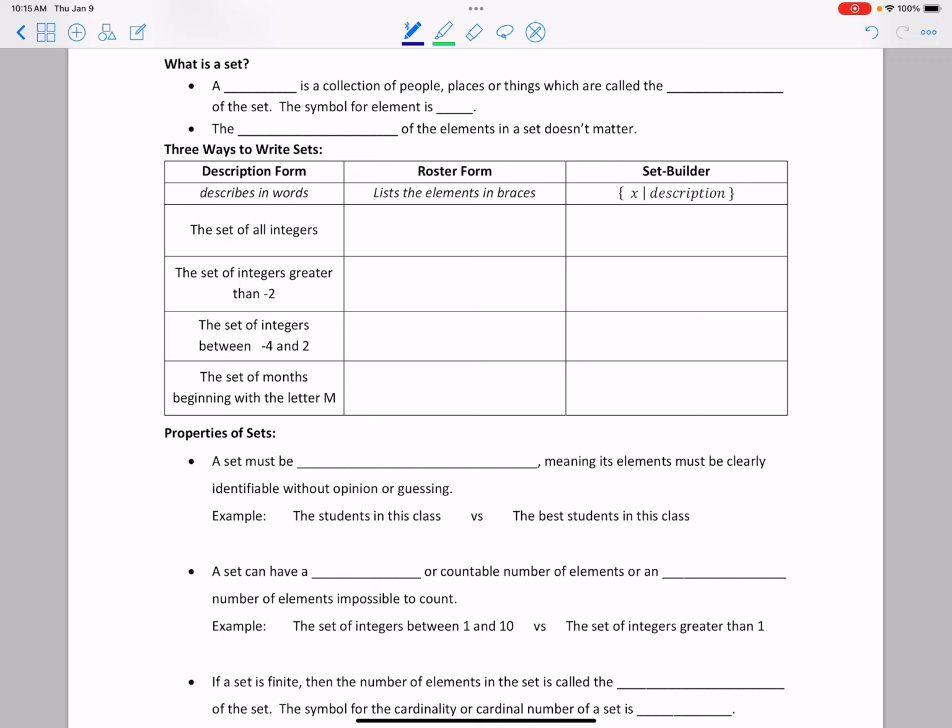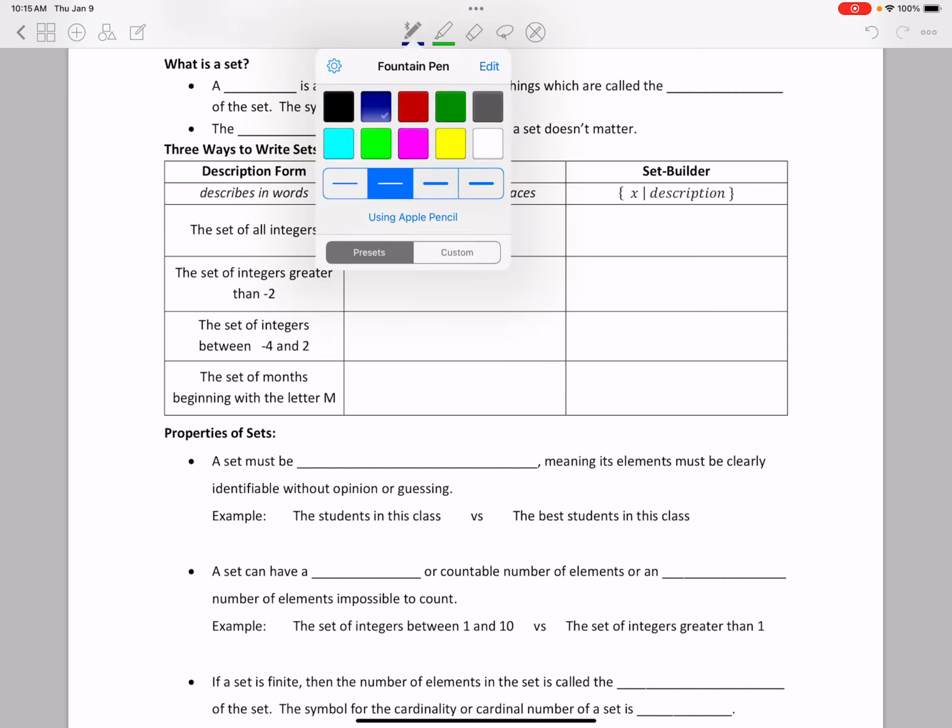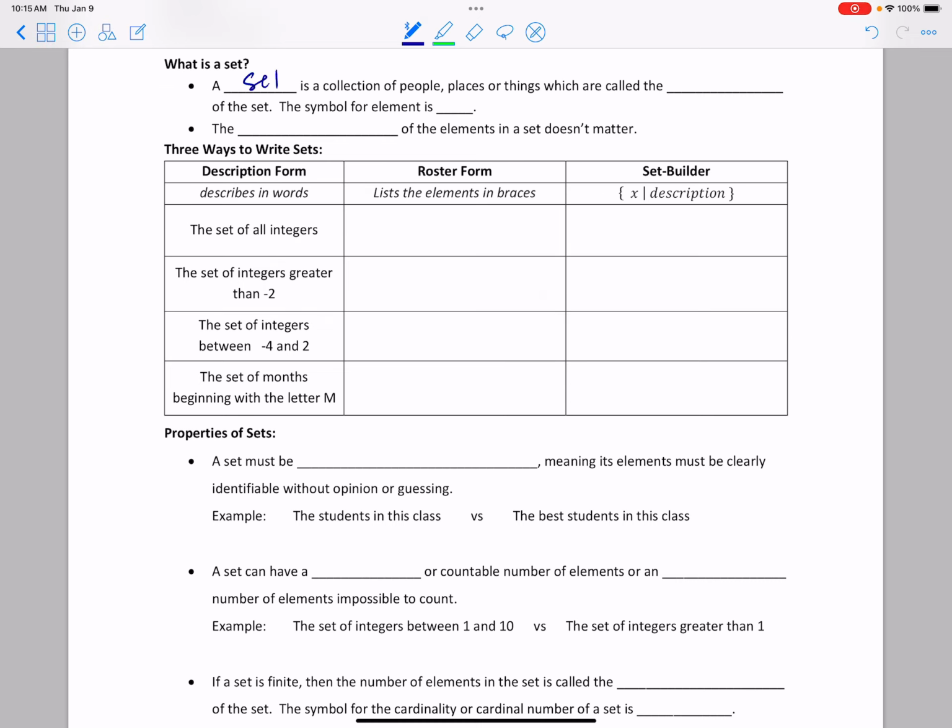So a set is just a collection of people or places or things. Maybe an all-encompassing word could be objects, and we're going to call those the elements of the set. So again, a set is just a collection of people, places, or things, and those are going to be referred to as the elements of that set. And then we have a symbol for element, looks like an E, it's sort of a curved E there.